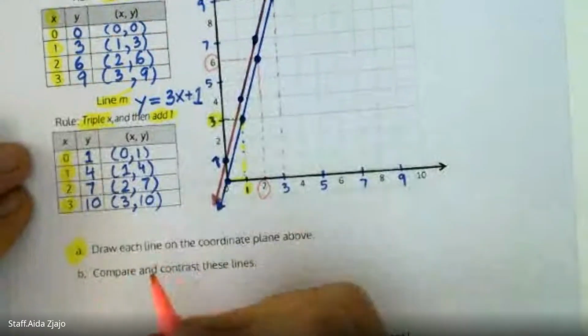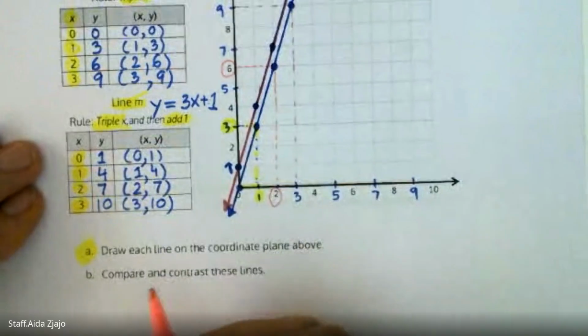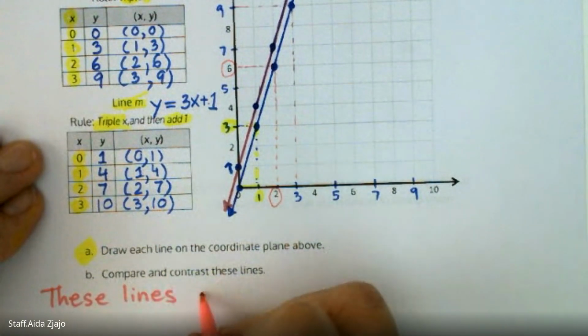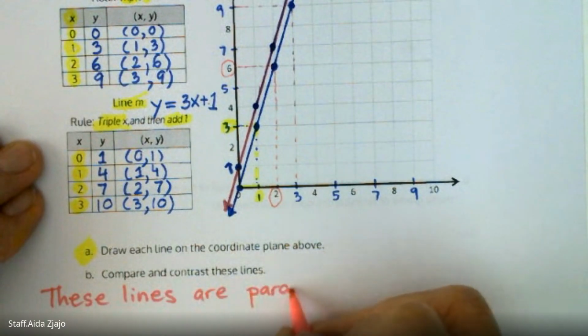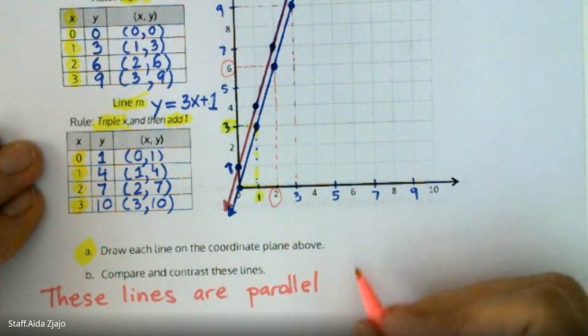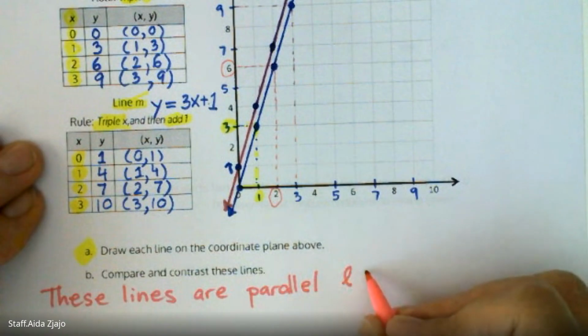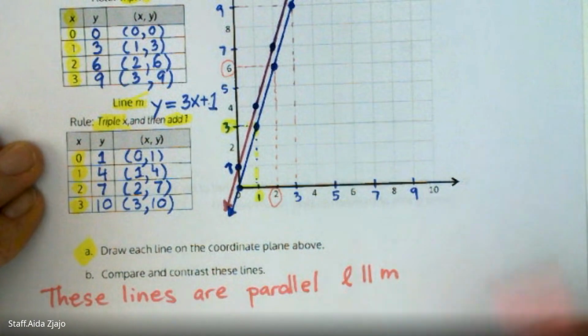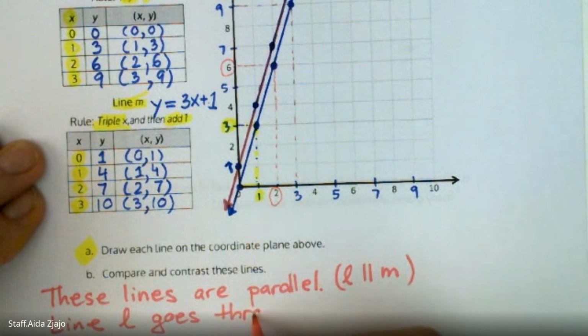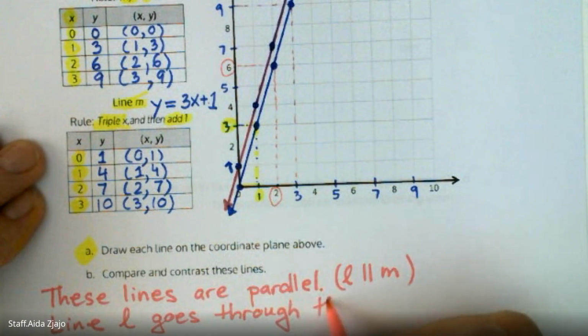Let's just do some of the writing. Compare and contrast these lines. Okay, so these lines are parallel. So we can say L is parallel to M. That's how we can label it. Okay, and then line L goes through the origin.